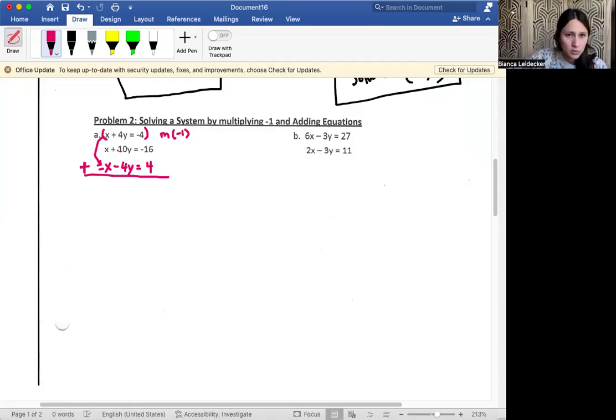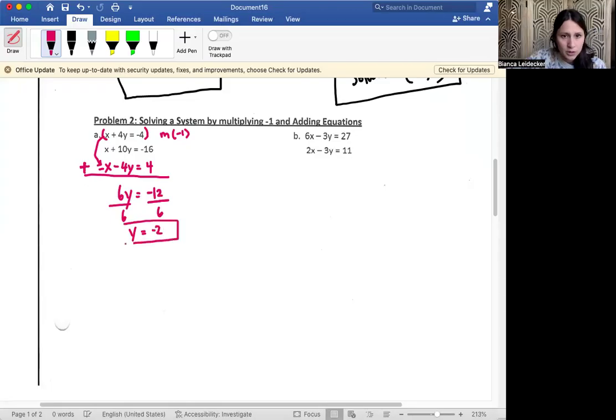Now I'm going to do 10y plus -4y, which is 6y. And then -16 plus 4 is -12. Then I'm going to divide. I'm solving for y here. So y equals -2. Okay.